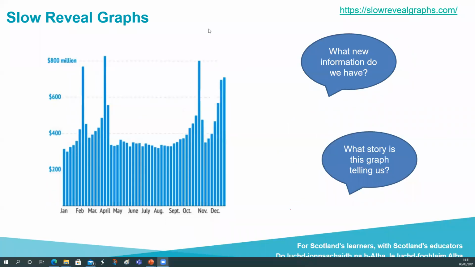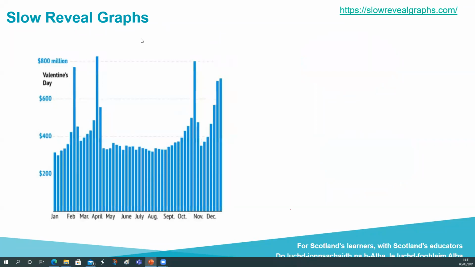Okay, will we introduce the next bit of information? Okay, so we now have dollars. So spending on something, but I wonder what. Somebody's asked, is it profit of a large company? Is it heating bills, Amazon sales, money spent on air travel? Okay, I think time for the next bit of information. And obviously I'm going through this much faster than you would do with your class. So now we have that first peak is Valentine's Day.